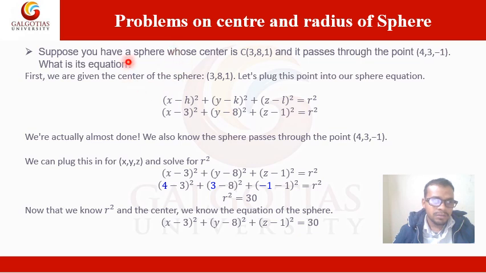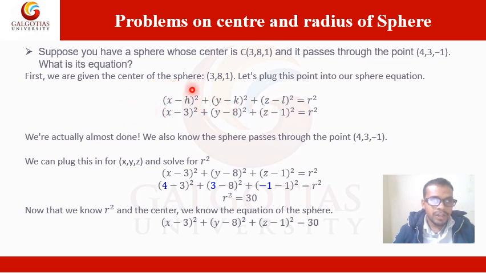Let us discuss some more equations of sphere and some more concepts on sphere. Suppose you have a sphere whose center is C, given by (3, 8, 1), and it passes through the point. And then my question is, what will be your center and radius? Or I can say, what will be your equation of sphere?